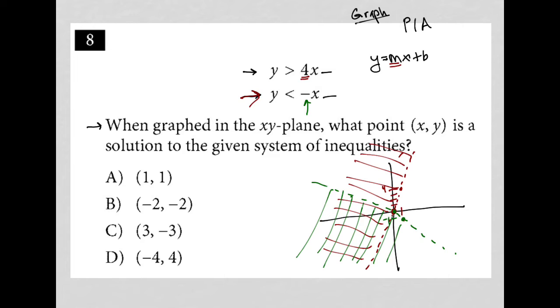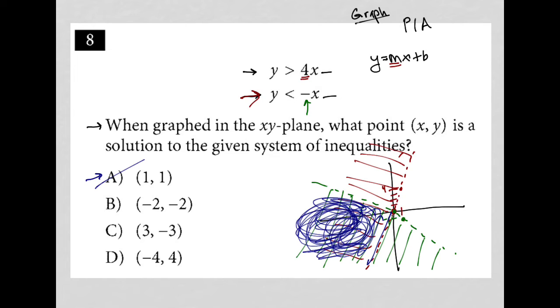So the only place where we have overlap is in this region here. All of this is where the overlap is. So this is where all the solutions to this system of equations, or system of inequalities, would be. So is the point (1, 1) in this blue region that I'm scribbling here? No, it's not, so A is out. Is the point (-2, -2) in that blue region? Yes, it is. So therefore, B has to be the right answer.